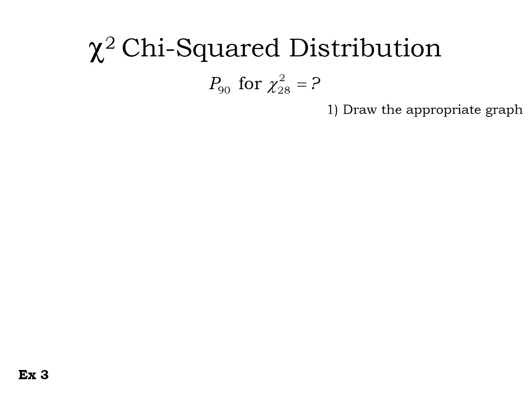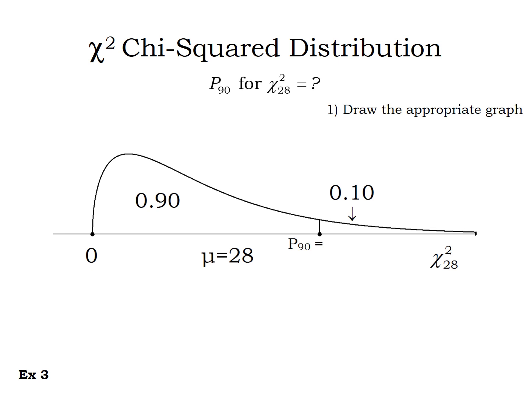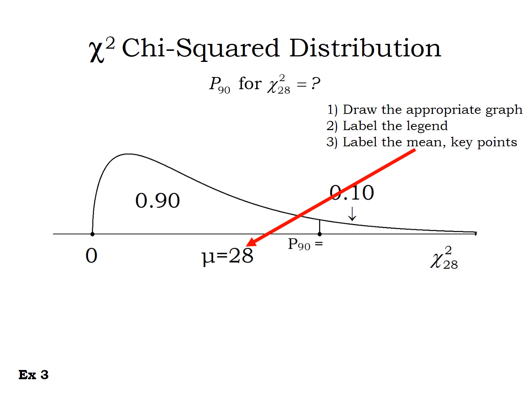So we're going to draw our graph. Again, chi-squared graph, skewed right, put in our legend, label it so everybody knows it's a chi-square with 28 degrees of freedom. Our key points: the mean is 28 because we have 28 degrees of freedom. Minimum score is 0. Now, specific to our problem, we want to find the 90th percentile.